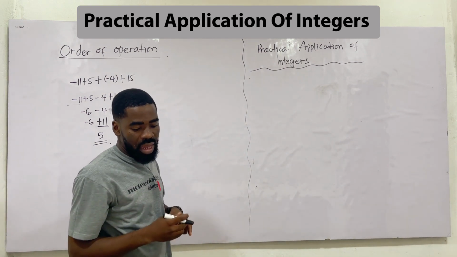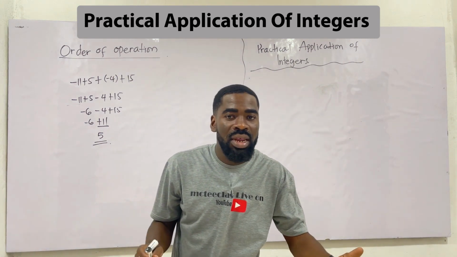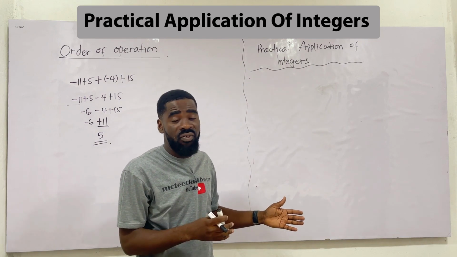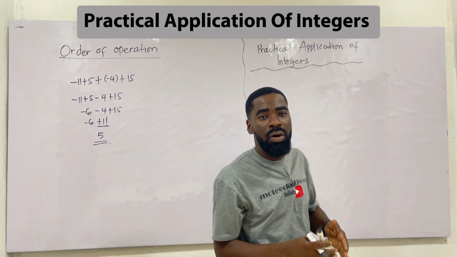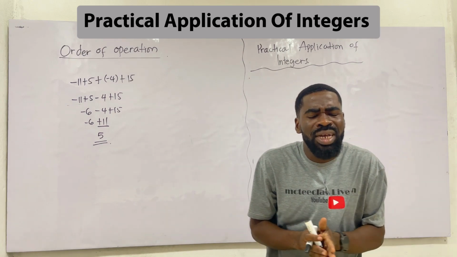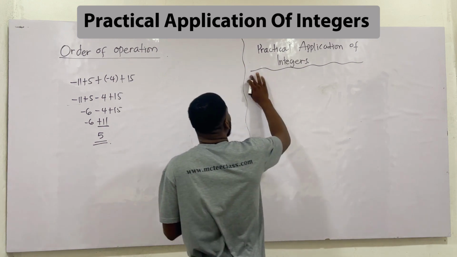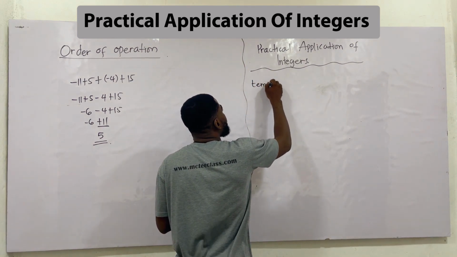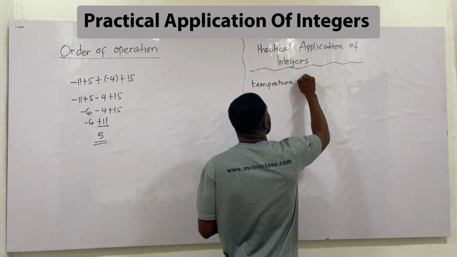When it comes to the practical application of integers, it's normally applied in finding of what? Of temperature, or finding temperature changes. Very important. What do you mean by temperature changes? Good. So we said application is normally done in temperature changes.